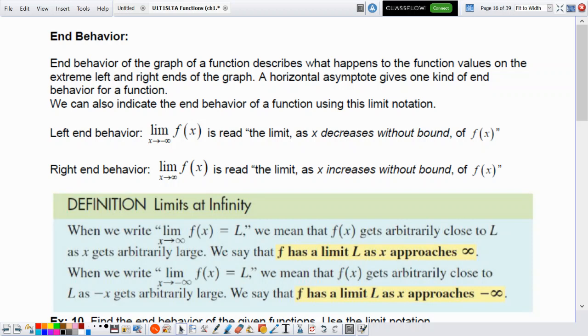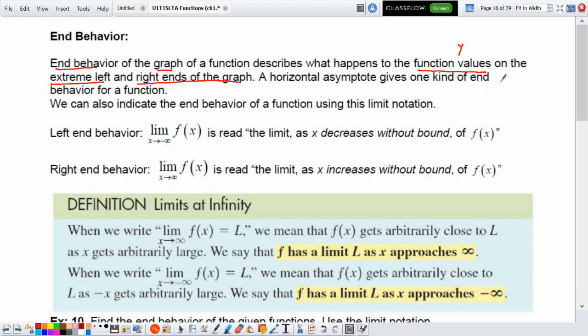In this video, we are going to find end behavior using limit notation. So let's take a look at end behavior. What is end behavior? The end behavior of the graph of a function describes what happens to the function values. Value means y. What happens to the function values on the extreme left and right end of the graph?